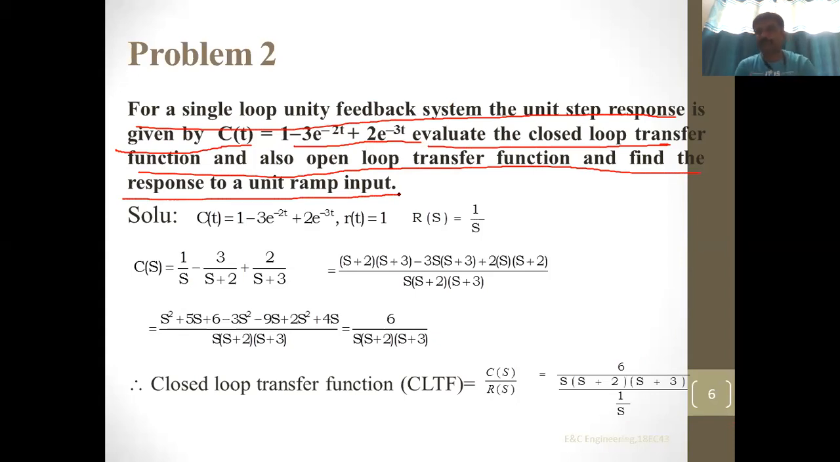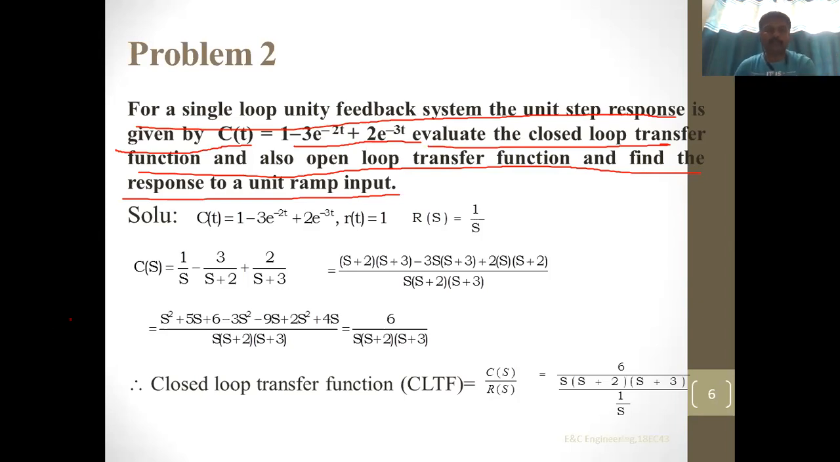See, in the previous problem, the open loop transfer function and input R of S were given and he asked us to evaluate the output C of t. But this problem is quite reverse. He has given the value of C of t directly and he is asking us to evaluate open loop and closed loop transfer function. After finding the closed loop transfer function, later I need to find the C of t for ramp input. Is it okay? Till now we were analyzing with unit step, now they have given unit ramp.